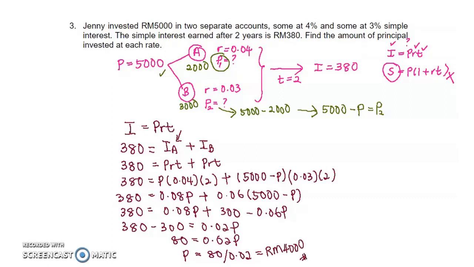So what is P just now? P is for bank A. So here bank A you put 4,000 ringgit. So if bank A is 4,000 ringgit, and you have 5,000, meaning to say that bank B you put 1,000 ringgit. Okay, 5,000 minus 4,000 is 1,000 ringgit.